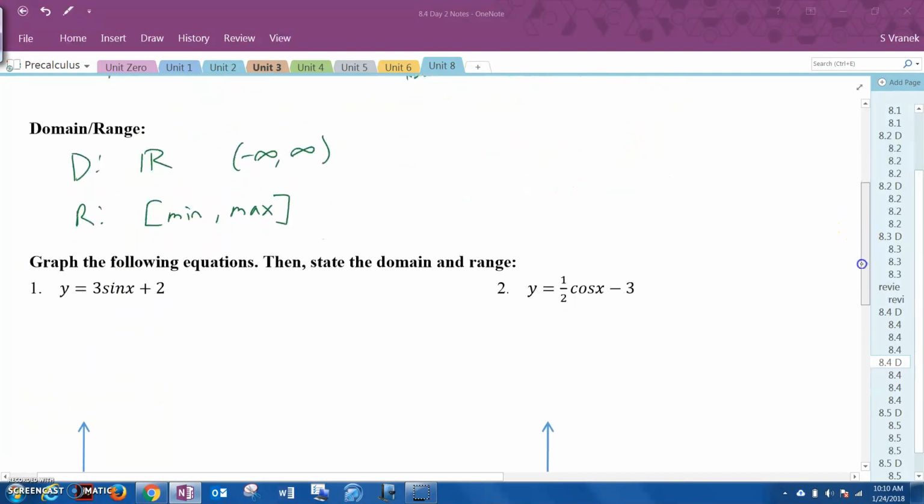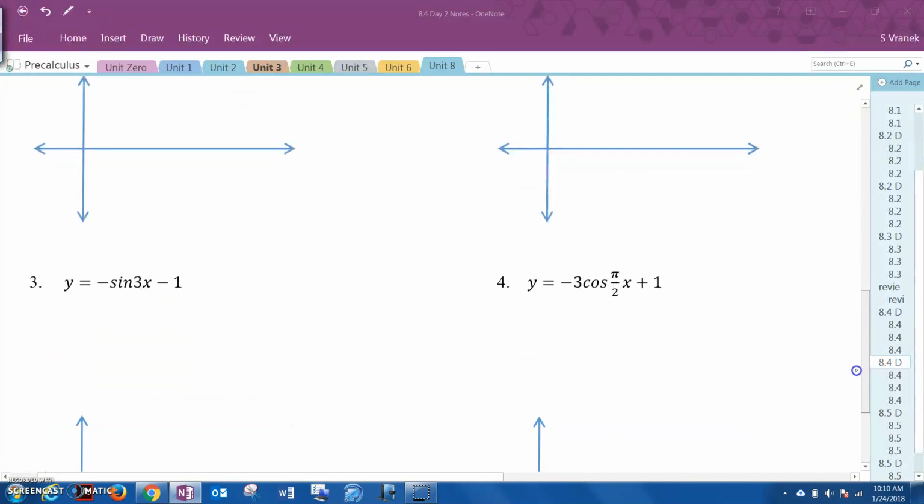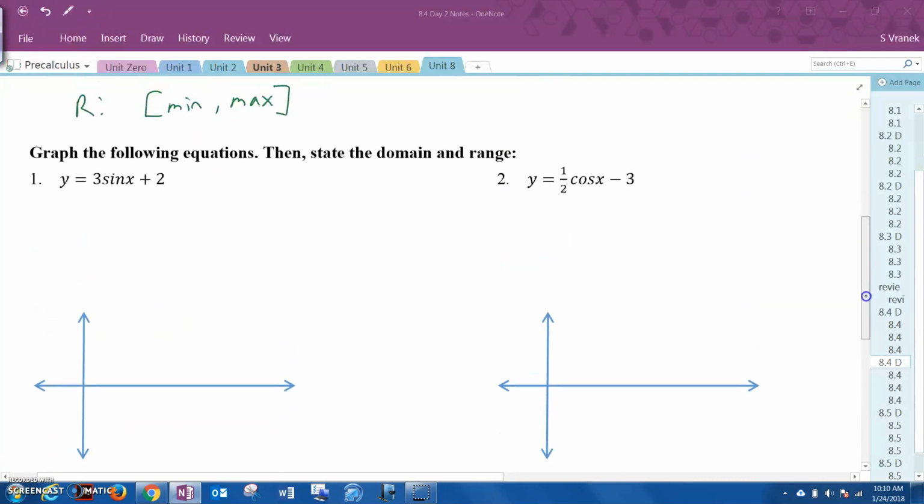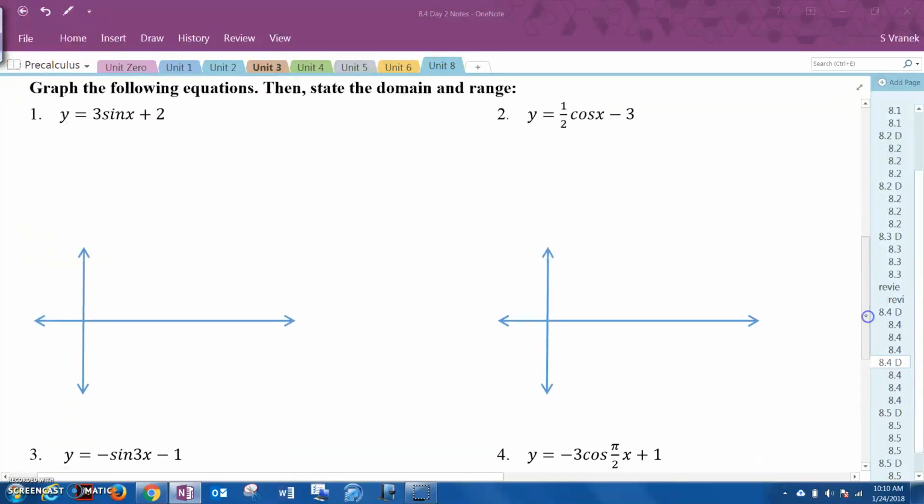Alright, so let's see how this works. We'll see how many we get done. It says graph the following. So first we need to get all our information. My A value is equal to 3, which is my amplitude. My middle line, or my D value, is 2, so the midline should now be at 2. So if I go up to 2, here's now the new middle of the graph. It used to be on 0 for yesterday's notes.